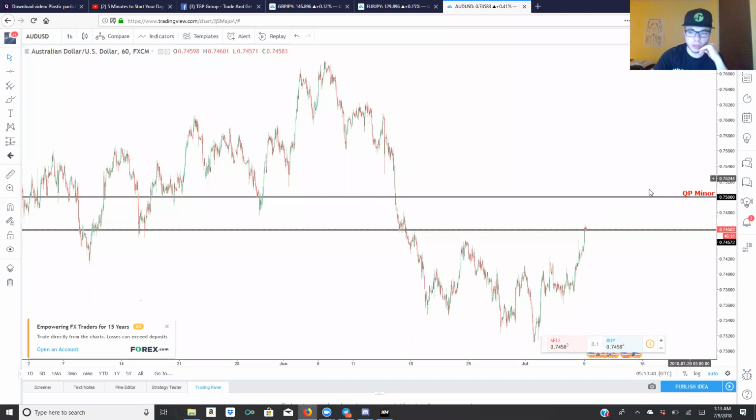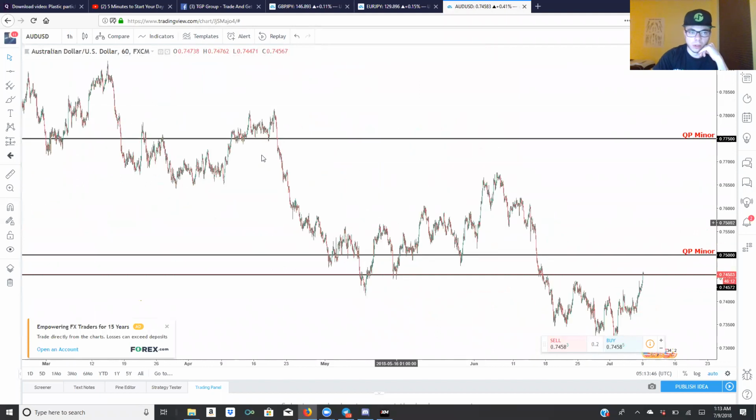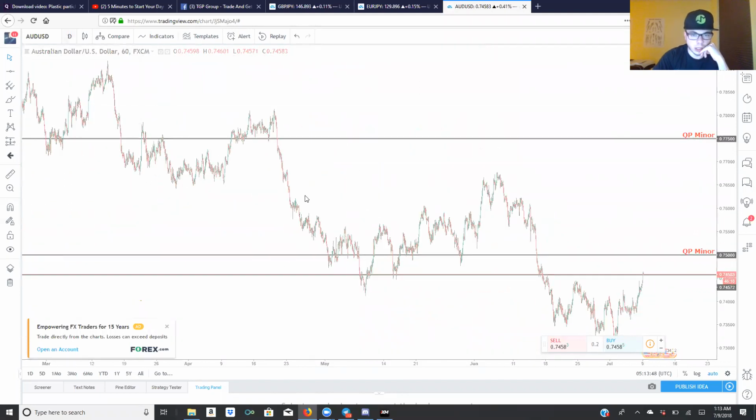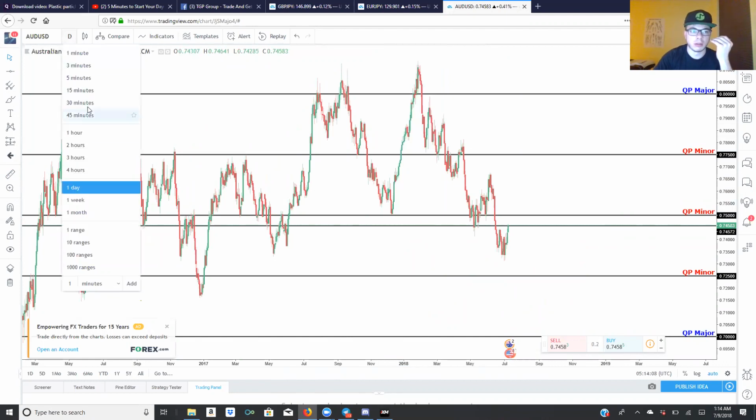So if I can wait for this to break up here and retest, we can potentially see another large move like we did on the day trade. We potentially see this big 600 pip move again. That's what we could potentially see if you wait. But do you want 40 pips or do you want 600? So just wait for it, be patient, and you can catch these bigger moves.